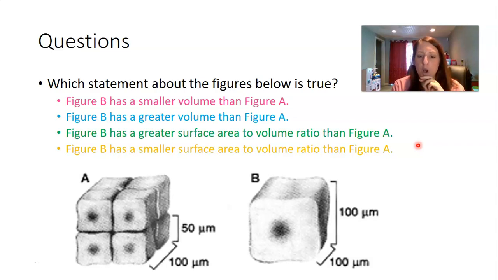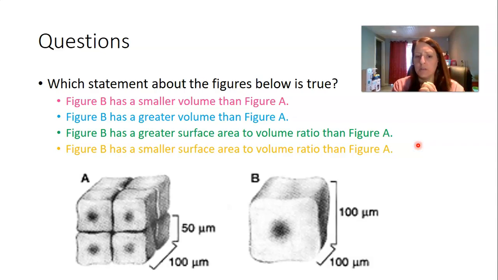Figure B has a smaller surface area to volume ratio than figure A, or figure A has a larger surface area to volume ratio than B. You've got much more surface area in A compared to B, but the volume is the same. So that collection of cells in A has the same volume as the cell in B, but look how much more surface area there is compared to that volume. So the surface area to volume ratio is greater in figure A, that collection of cells, when compared to figure B, that one single cell. So again, yellow would be correct.